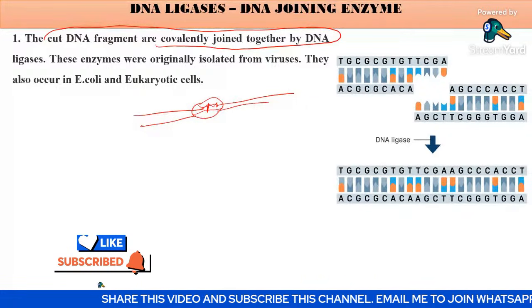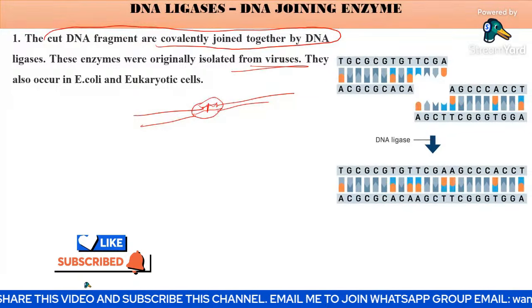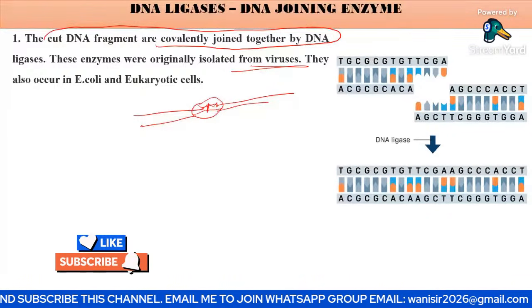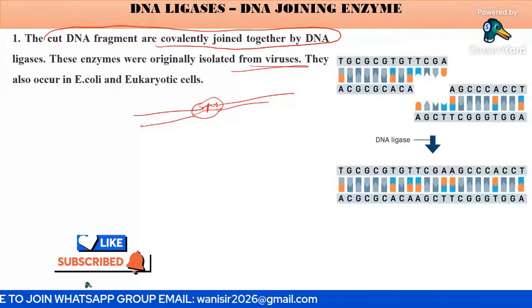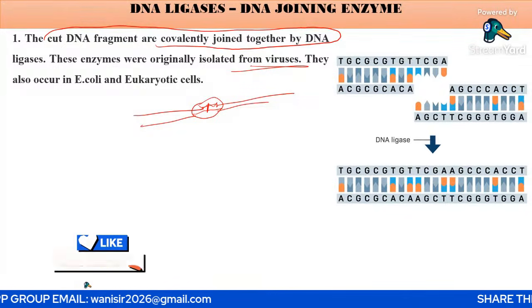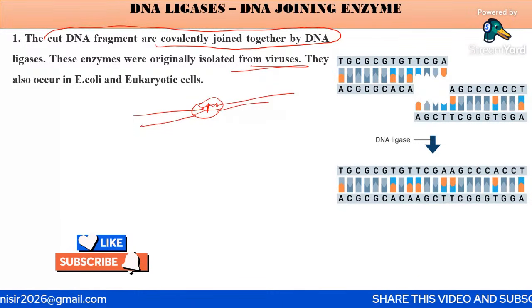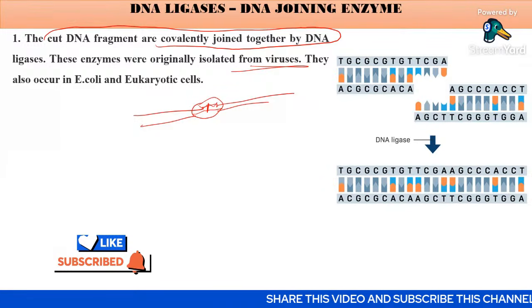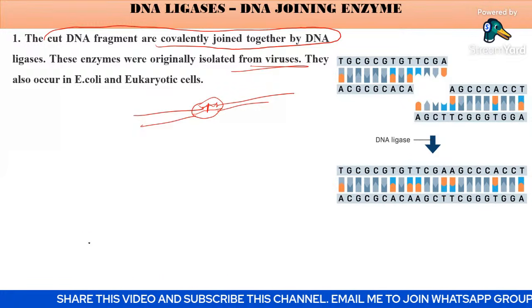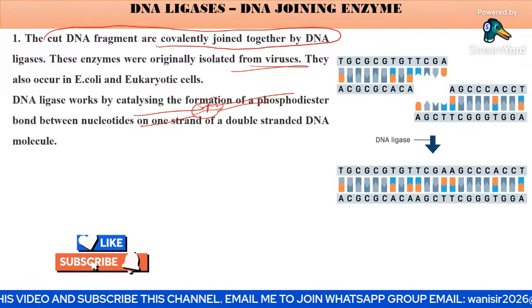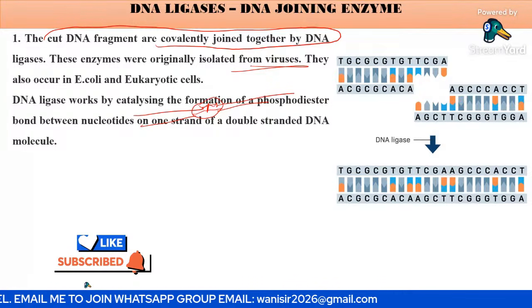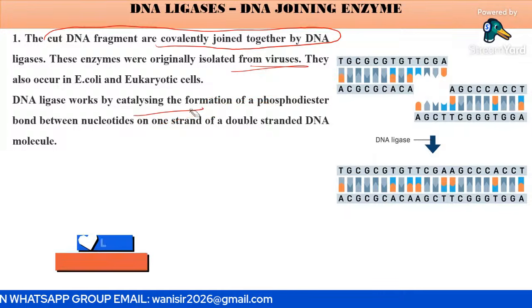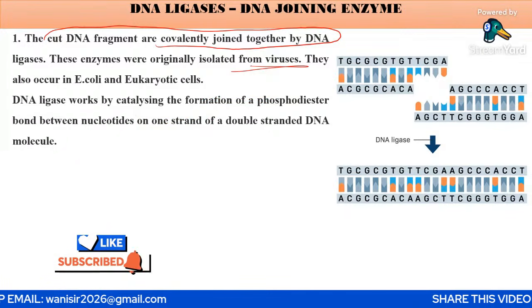This is an important point, that these enzymes are originally isolated from viruses, and they also occur in E. coli and eukaryotic cells. They are present in every organism, in every cell, but the isolation is from the virus. So DNA ligases work by catalyzing the formation of phosphodiester bonds between nucleotides on one strand of the double stranded DNA.